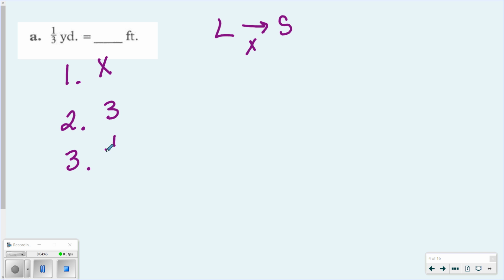So we're going to have to say 1/3 times 3, and we're going to go on and put it over the 1. We're going to do some cross canceling, and we have 1 over 1, which just equals 1.